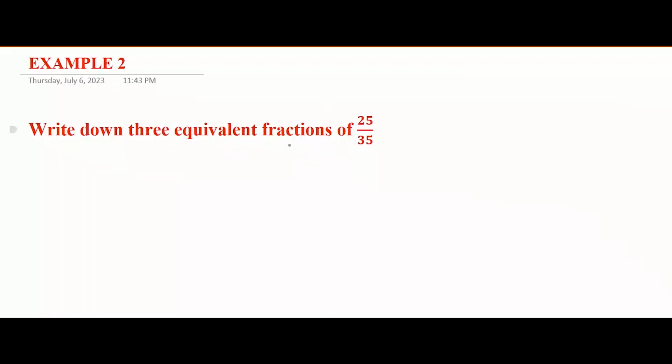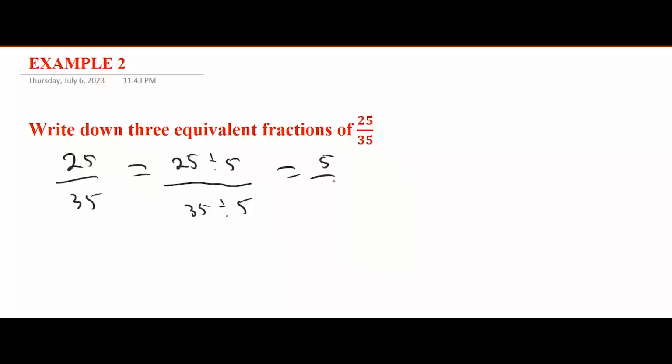Write down three equivalent fractions of 25 out of 35. So let's write 25 out of 35 here. To get an equivalent fraction, you could either multiply or divide the numerator and the denominator by the same number. So for this one, let's make use of division. 5 can go in 25 and 35. So I can say 25 divided by 5 all over 35 divided by 5. So this will give me 5 out of 7. This is the first equivalent fraction.